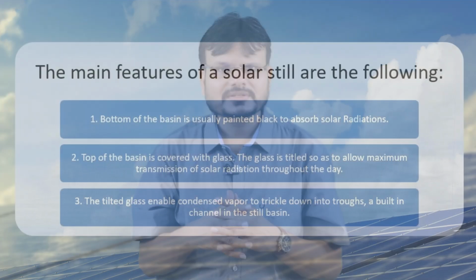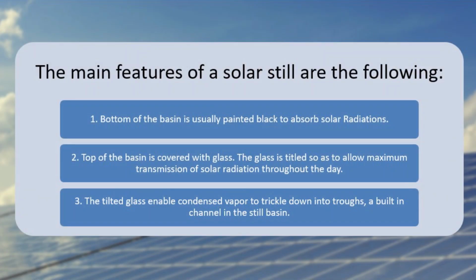Now we will discuss main features of the solar still. So these are the features of the solar still that we can discuss one by one. First one is the bottom of the basin is usually painted black to absorb solar radiation.